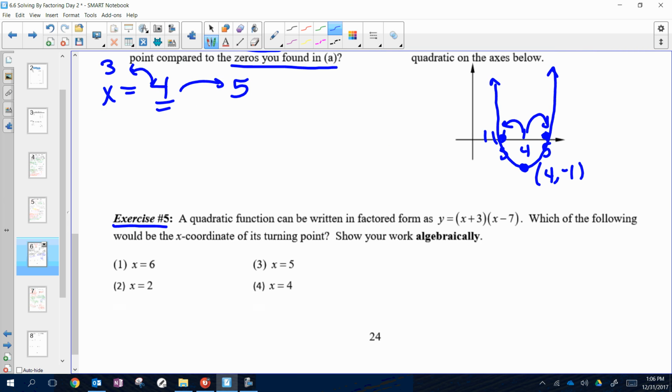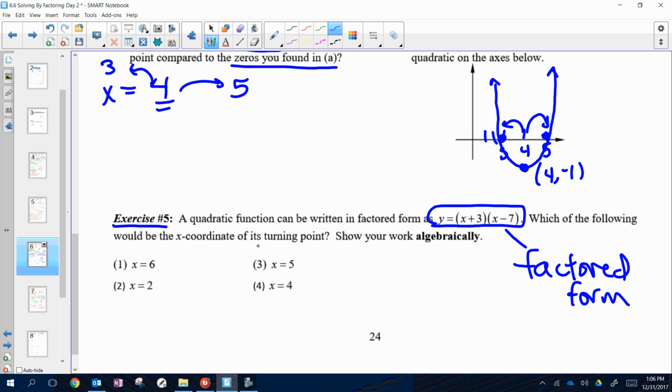Exercise 5, last one. Quadratic function can be written in this form, otherwise known as factored form. And which of the following would be the x-coordinate of its turning point? So they're trying to trick you here. They want you to realize the roots are at -3 and 7, if you solve that algebraically. So a little bit of a sketch here, -3, 7.